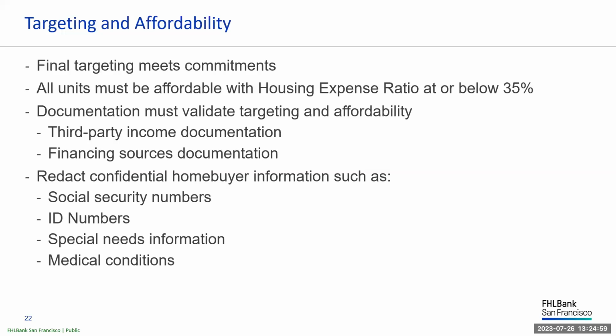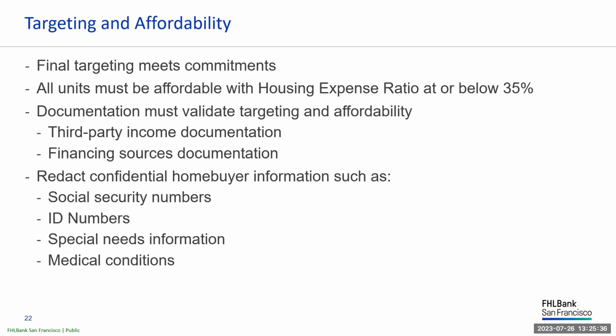And one of the most common modifications and causes for non-compliance is when the project's final targeting does not match the original commitment. All units must be affordable as demonstrated by the housing expense ratios, which must be at or below 35% of the buyer's monthly income. At time of initial monitoring, we will ask for third-party backup documentation for a random sample of the units to ensure the actual household income and financing sources meet these requirements.